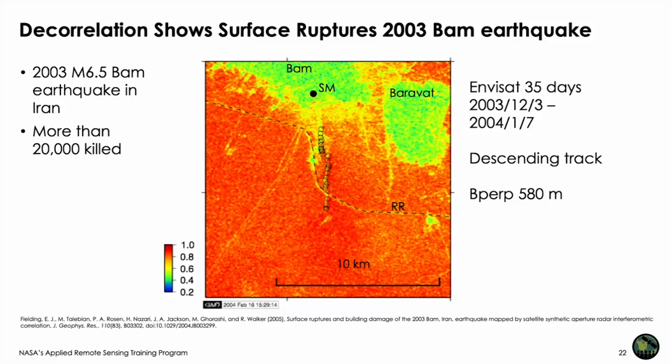And another way to look at this is to try to separate the low coherence that's due to the earthquake from low coherence that's maybe due to vegetation or other effects. It turns out that this town of Bhairavat is mostly agriculture. It's full of fig trees, figs and dates. I think it's mostly dates.